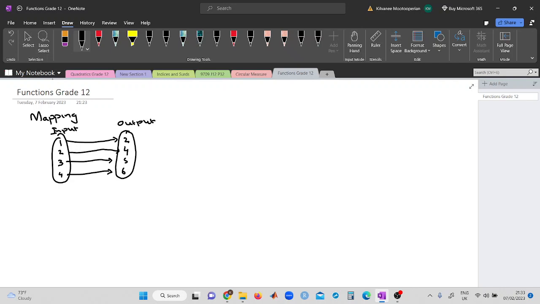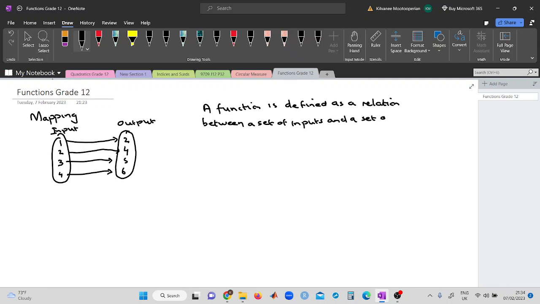So, what is a function? A function is defined as a relation between a set of inputs and a set of outputs. Okay, donc this is what is meant by a function.